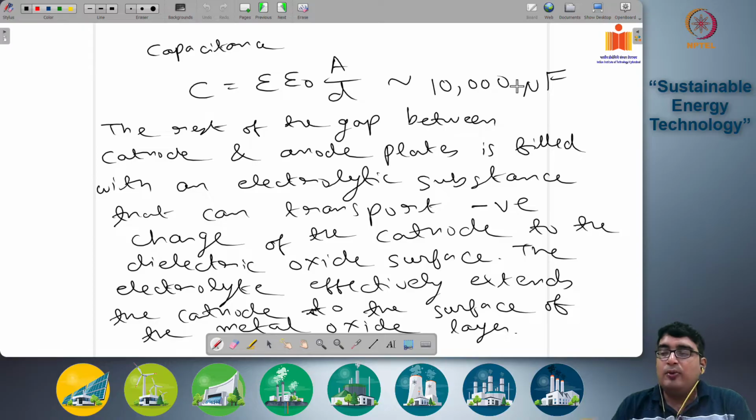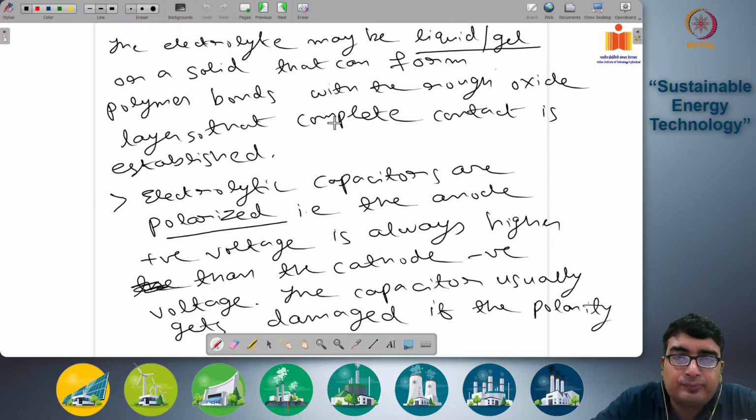You can contrast this with the capacitance values of traditional capacitors, where the values are relatively low, around 100 microfarads. So we are getting at least 100 times greater capacitance values because of the presence of this dielectric metal oxide on the surface of the anode material. One of the advantages of a higher capacitance is that you are getting higher energy storage abilities.